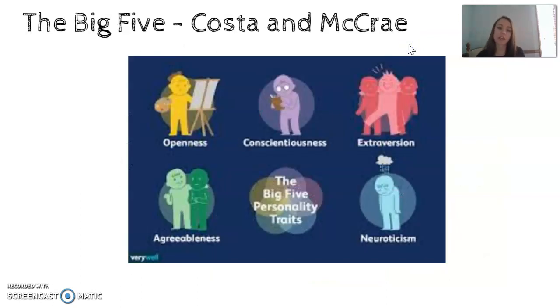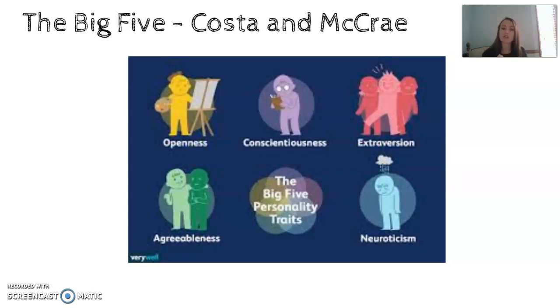Costa and McRae came up with 5 traits that they feel are very enduring, and that these traits can be identified through all people, but on kind of a scale. I remember the Big 5 because I use the acronym OCEAN, but you can also use the acronym CANOE. The 5 traits are openness, conscientiousness, extroversion, agreeableness, and neuroticism.